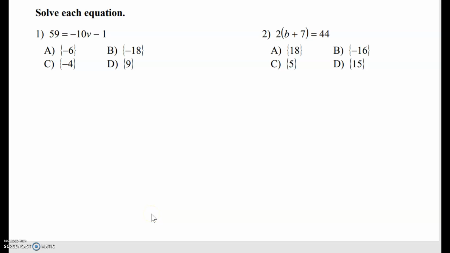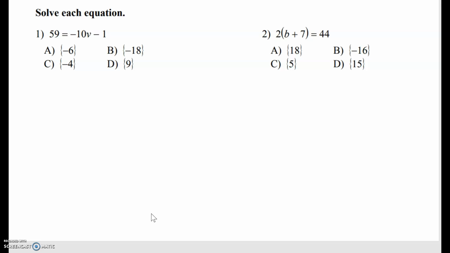Hey guys, I just want to go through this review packet with you to get you ready for your final. The final will be given in Illuminate, but again, I'll send out information with that on Google Classroom.